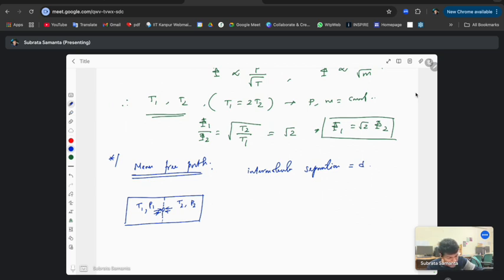And I denote this small hole with diameter, let's say, D. Okay. So now there are two scenarios: where D is much greater than lambda, where lambda is the mean free path, and second, D is much less than lambda, where lambda is the mean free path.